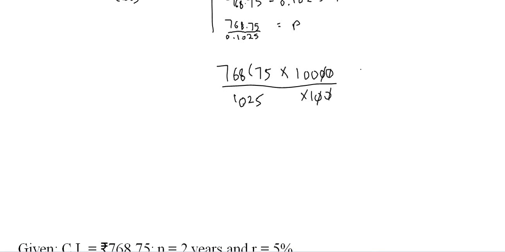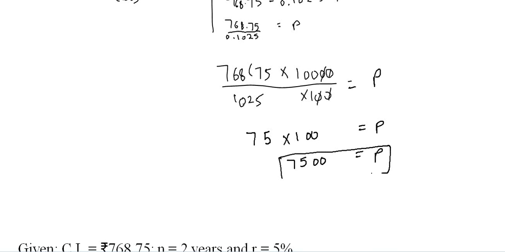How much it is coming? 76875 divided by 1025. You can pause the video and do it. It will come as 75 if you do the division, and here into 100 equal to P. So when you multiply, you will get 7500 equal to P. So your P value is 7500 rupees. This is your answer. Okay.